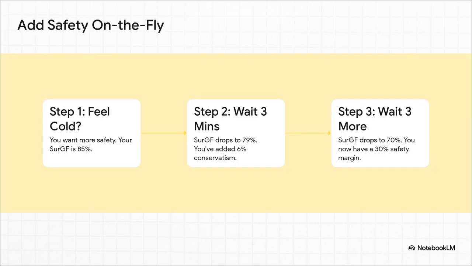And you can use SurGF to add safety on the fly, too. Let's say you're feeling a bit cold and you just want a bigger safety buffer. Your SurGF is at 85% when you get to your stop. No problem. You just hang out at that optimal depth for 3 minutes and you watch your SurGF tick down to 79%. You've just added a 6% margin. Want more? Stay another 3 minutes. Now it's down to 70. You are literally watching your safety margin grow in real time. All the guesswork is just gone.